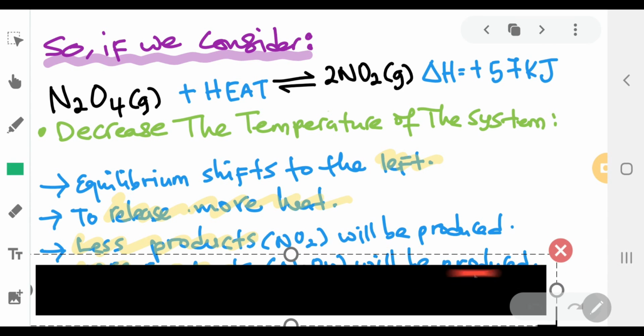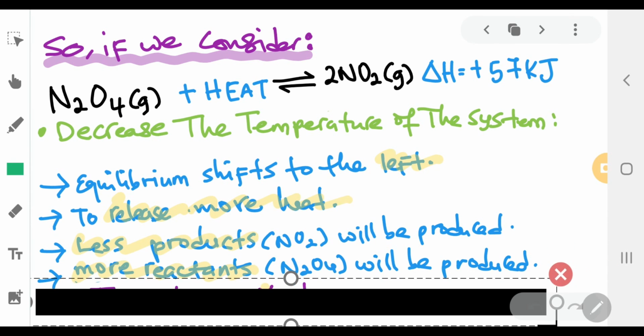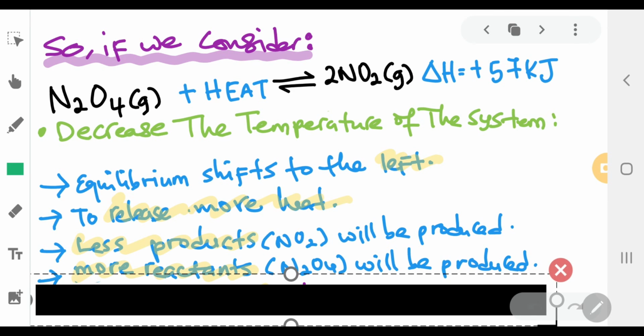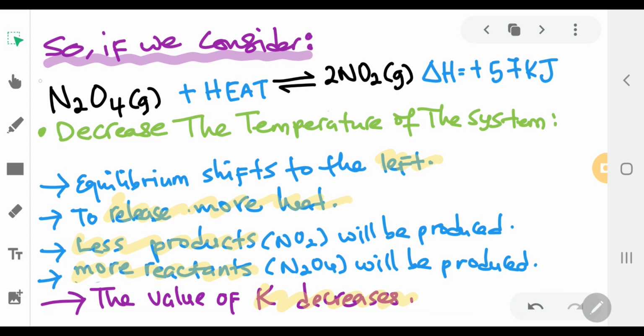Less product will be produced, more reactants will be made, because we do not want to make more of this at lower temperature. At lower temperature, this one will keep absorbing the heat, so we don't want this to be more in the system at much lower temperature, so we're going to shift to the left. So what happens to the K value? The K value will decrease.